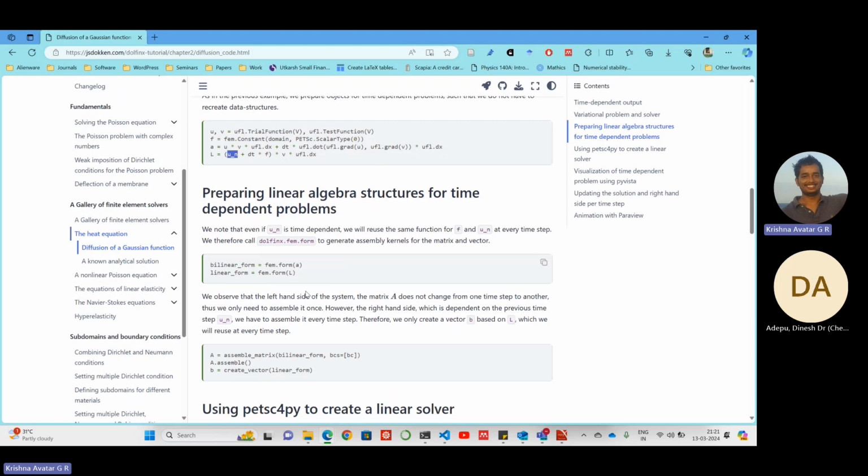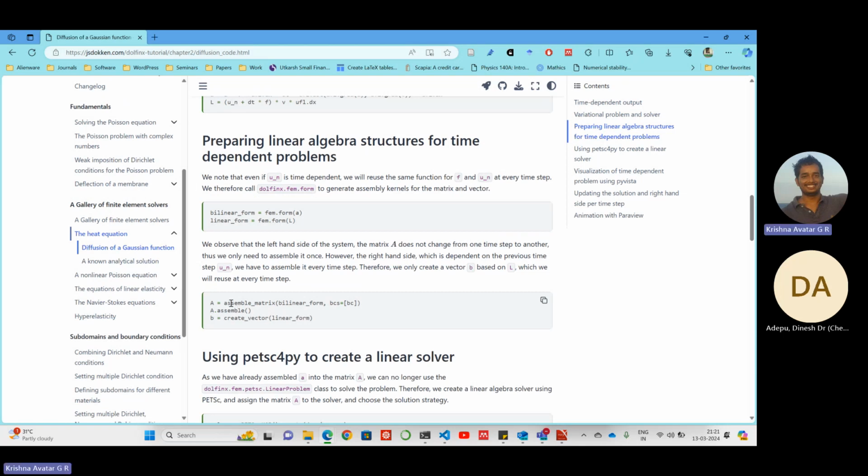Yeah. And it's done in a very high level language. The good thing is how much is being done at the back end within just this. So we have to assemble it every time step. And you know that since it's a linear problem, the matrix A is fixed. Once we assemble it, it's a fixed matrix. So therefore, we only need to create b based on L, which we will reuse at every time step. So A is equal to assemble_matrix(bilinear_form, bcs=[bc]).